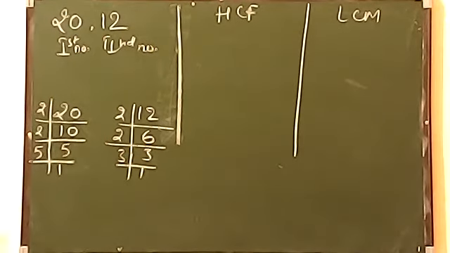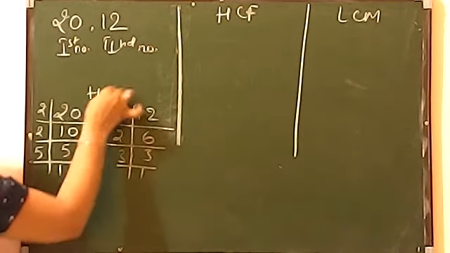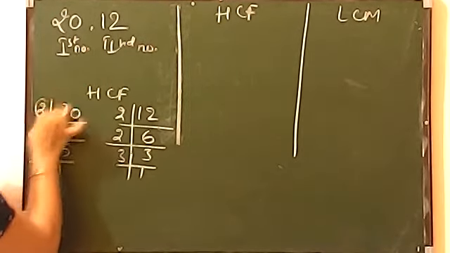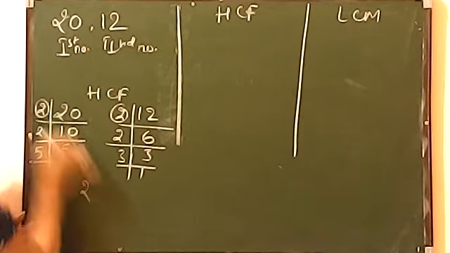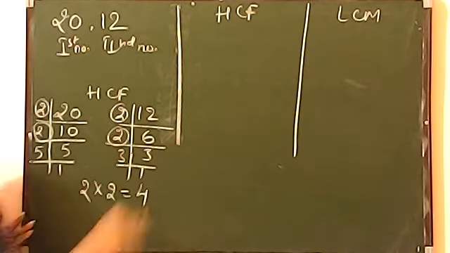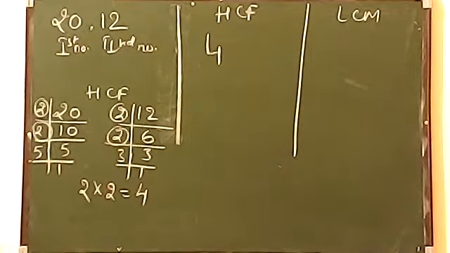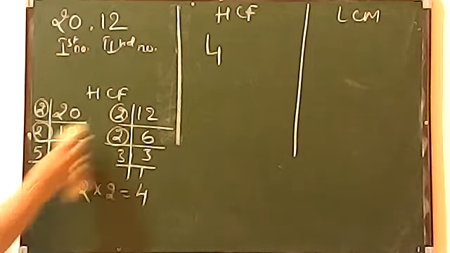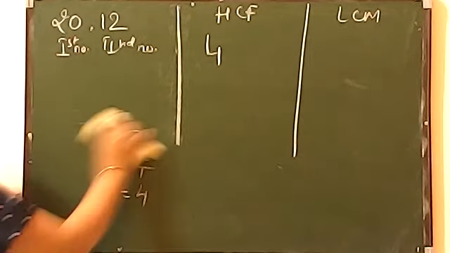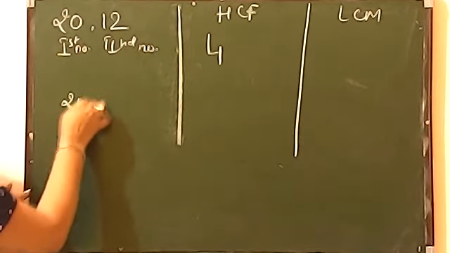Now, as you all can see, you are finding the HCF, and according to it, what is coming common? 2. Again, one more 2. That means their HCF is 4. Their HCF is 4. I have written here 4. So their HCF is coming 4. I have written it over here. Now I am going to rub this, and now I am going to solve their LCM. So the LCM of 20 and 12.